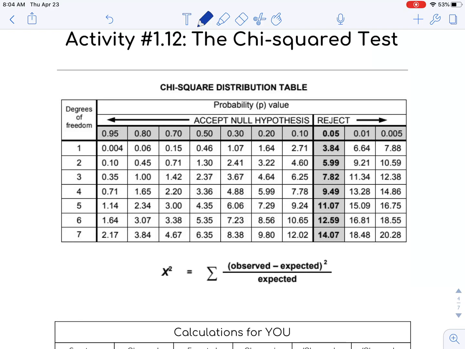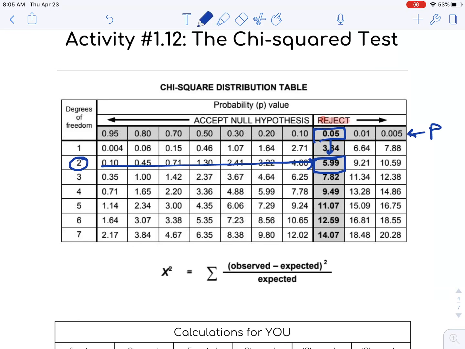So these values along the top right here, this is the p-value, and we decided that we were going to use p as 0.05. And then we also decided that we were going to go with 2 degrees of freedom. So then we come over here this way, and we come down, and this is the chi-squared value that we need to be under. So if we are 5.99 or higher, we're going to reject.